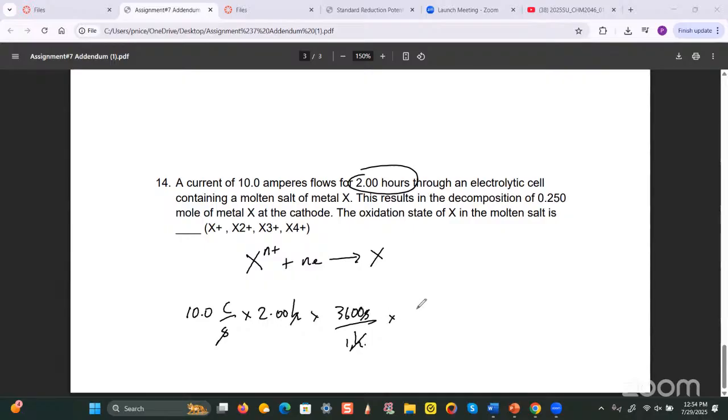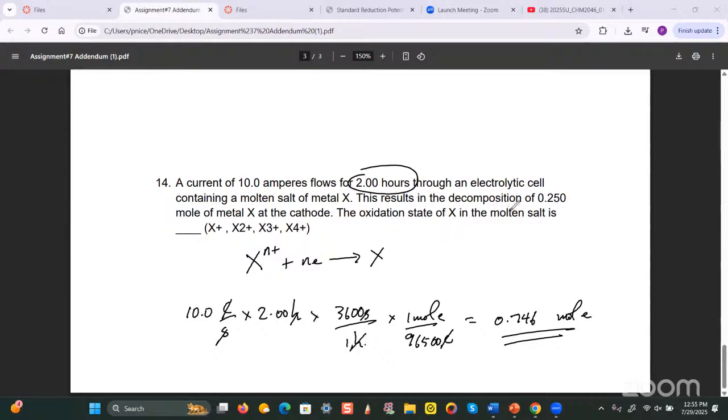The next step is I would multiply this by 1 mole of electrons divided by 96500 coulombs. That's the charge carried by 1 mole of electrons. So the coulombs will cancel out. So now we're going to get the moles of electrons resulting from that calculation. So let's see what that gives. 10 times 2 times 3,600 divided by 96500. And according to my calculation, this works out to be equal to 0.746 moles of electrons, right?